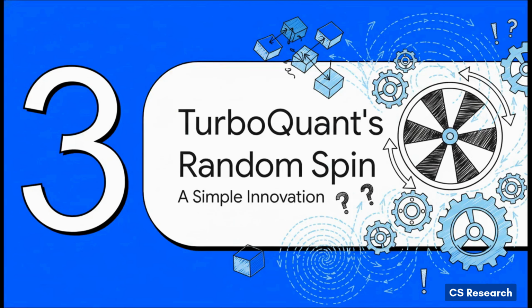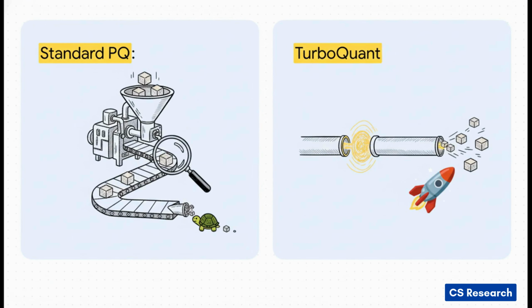And this is where TurboQuant walks onto the stage with a shockingly simple yet brilliant idea. It all boils down to one thing: a random spin. Okay, to really get why TurboQuant is such a big deal, you have to see it next to the old way of doing things. Standard methods, like product quantization, are, well, they're kind of clunky. They're data-dependent, which means you have to pre-train them on a ton of data just to get them to work. That's slow, and it's totally useless for data that's changing all the time.